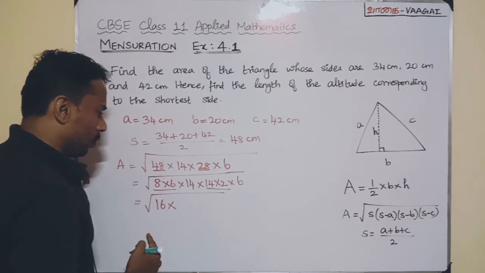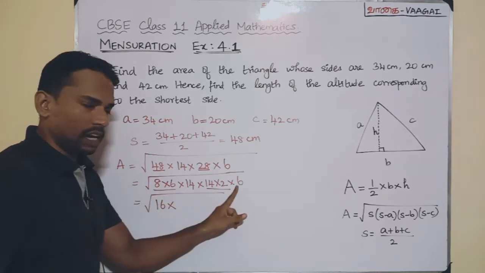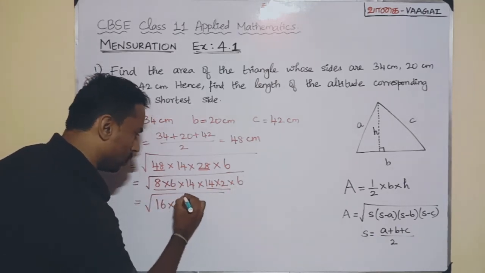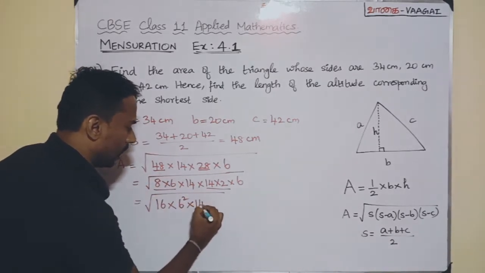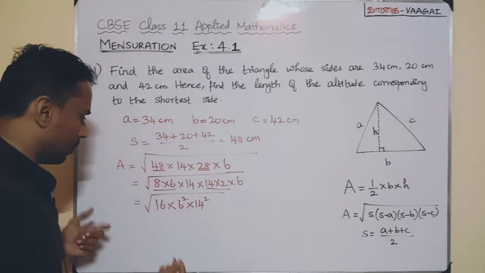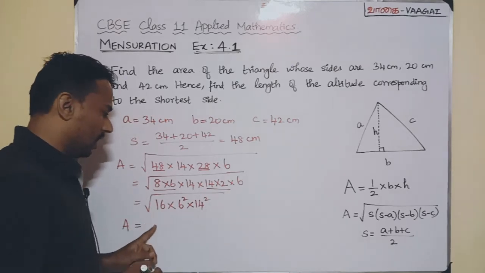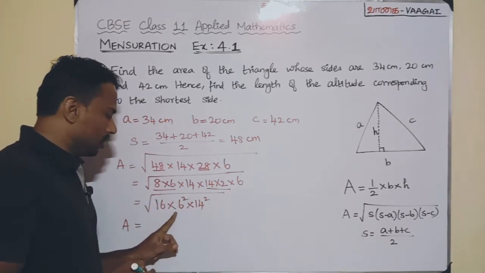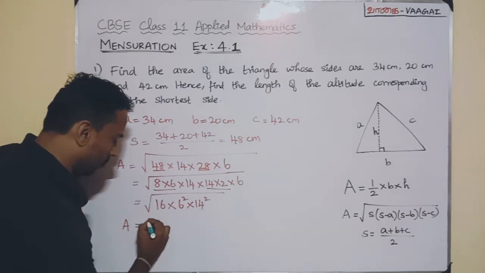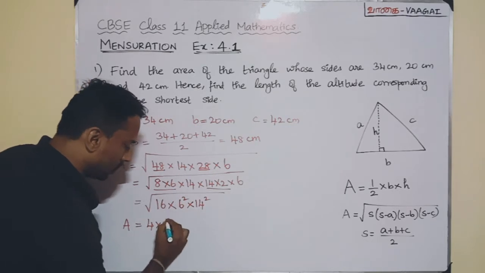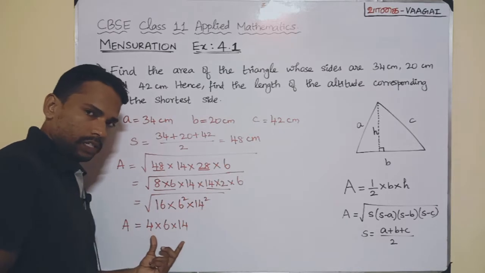Hereafter I'm going to easily write the numbers, because here I have a 6, here I have a 6. So 6 into 6 will be nothing but 6 square, multiplied by 14 and 14, 14 square. Now it's going to be very easy to find the answer. So area will be equal to the square root of 16 × 6² × 14². I can easily take the square root, is it or not? Root of 16 is 4, root of 6 square is 6, root of 14 square is 14. That's it.